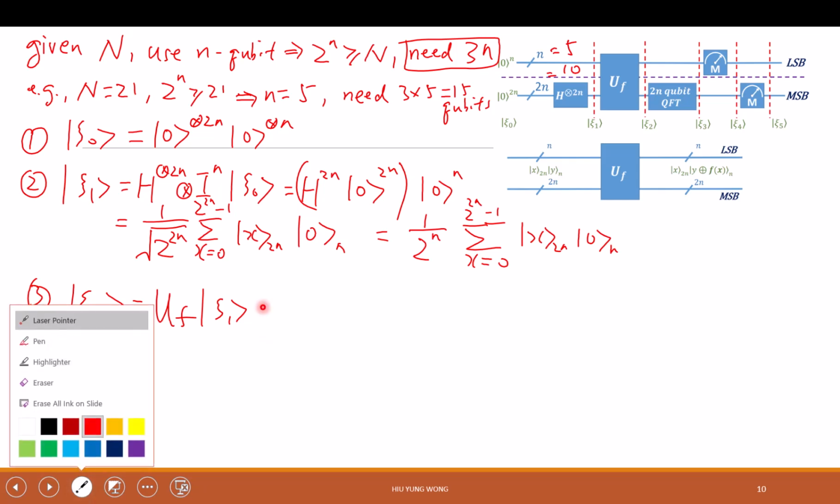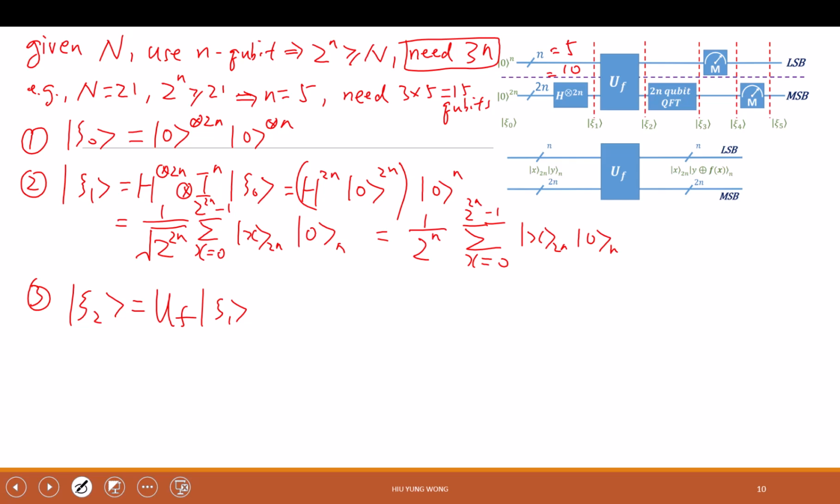Okay, so let's play with this. What does it say? First of all, based on what I had earlier, I have 1 over 2 to the power n, times the summation from x equal to 0 to 2 to the power 2n minus 1, but I apply U_f to this. What I'm doing is applying U_f to this whole thing, but this is a superposition. It's linear, so a matrix applied to a sum of vectors is just equal to the sum of the matrix applied to each vector.